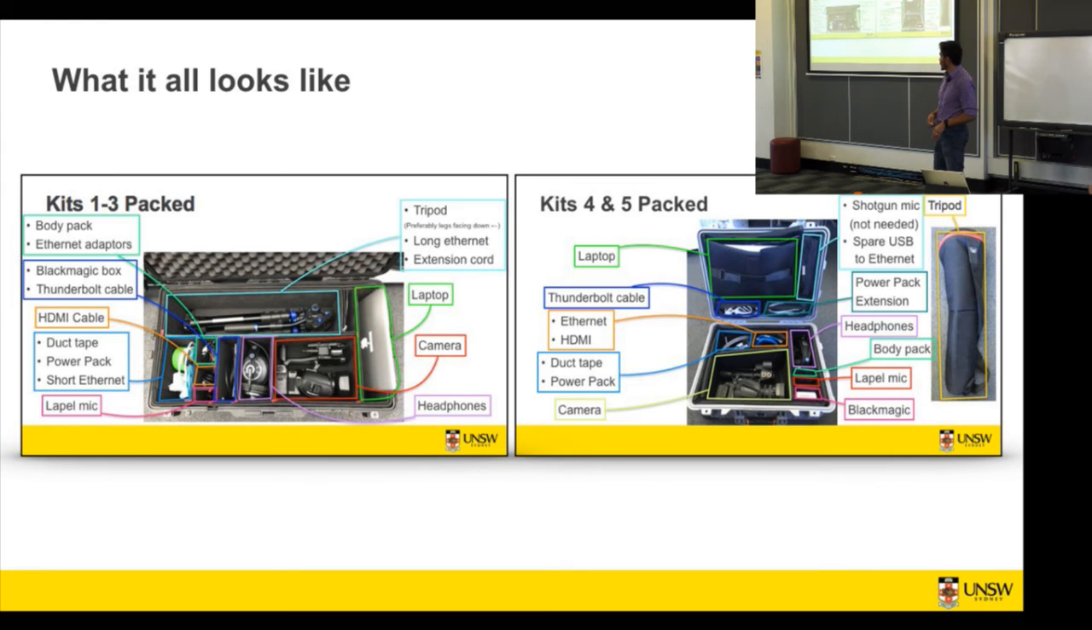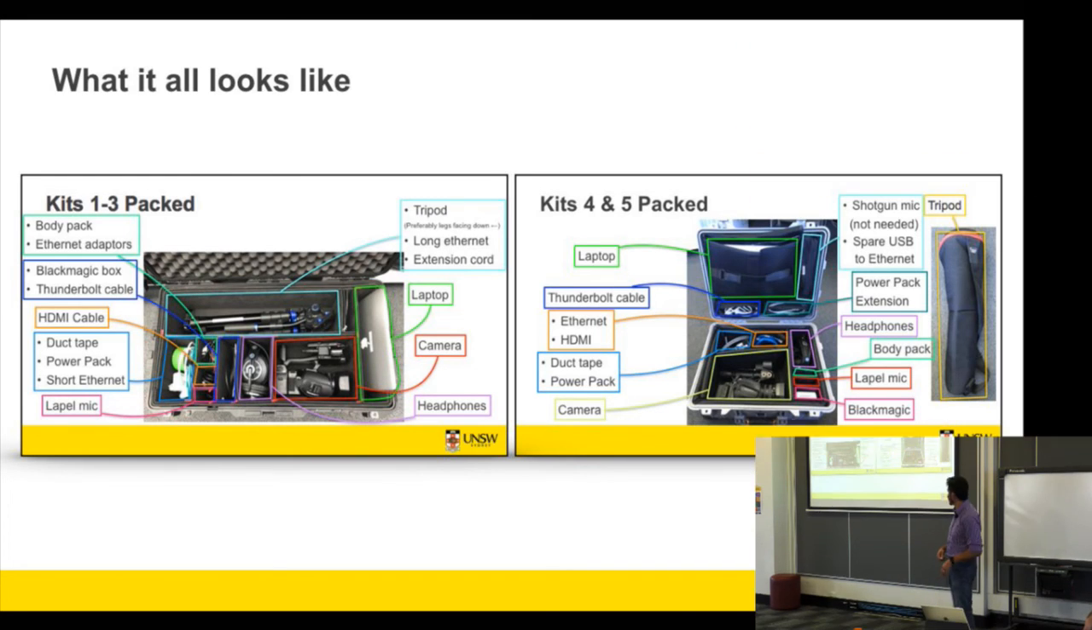These are what the kits look like. On the left-hand side, we've got the new kits, which can fit everything in, including the tripod. And on the right-hand side, we have the old kits, which couldn't fit the tripod in, and they have to carry that kit and an extra tripod, and they're much heavier than the newer kits.